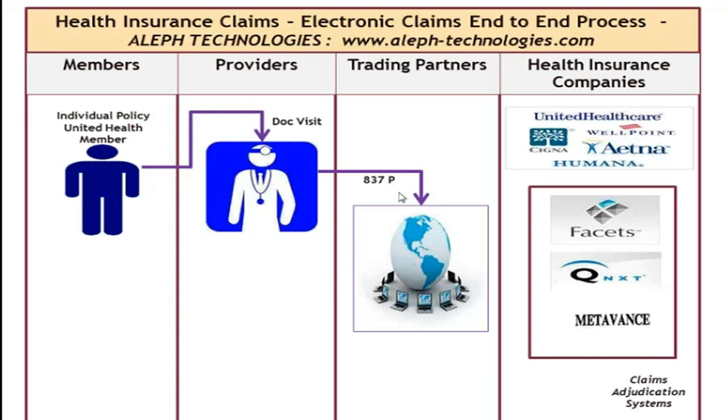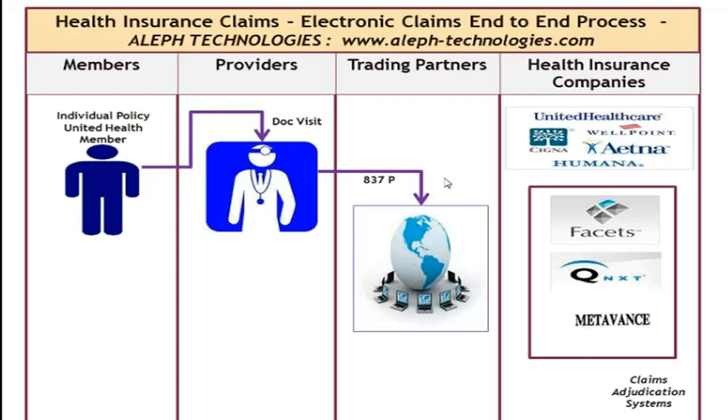837P is a professional claim, just because I went to the doctor at the doctor's office, and that's why I'm actually using an 837P. And it is mandated. You have to use 837P if you're actually going to a doctor. So it's the doctor's responsibility and the doctor's office responsibility to send it in a 837P, not 837I. 837I is used for hospital transactions only, okay?